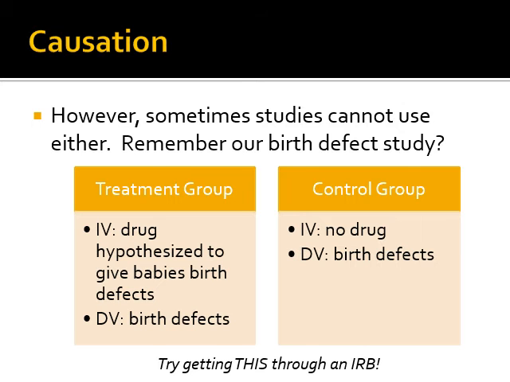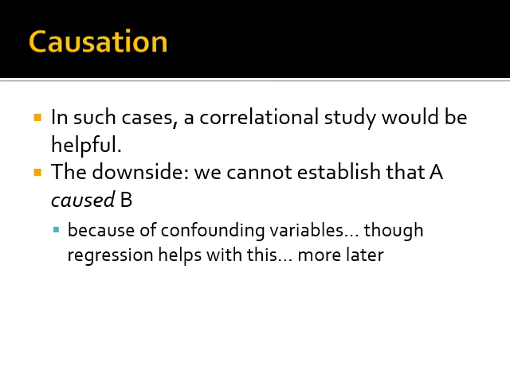So how do we look at that relationship? Well, in such cases, a correlational study would be helpful. We could, for example, look at historical data, known as ex post facto data, and look at whether or not people who naturalistically, meaning by themselves without being asked to, took a drug and whether or not that caused birth defects. And you could look at the rate of birth defects for the people who took the drug compared to people who did not.